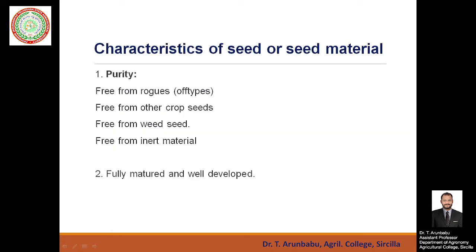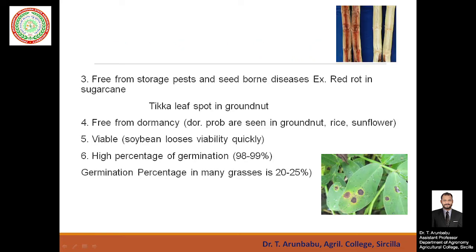And next, characteristics of seed or seed material. The first one is purity. The seed material should be free from off types or rogues, and it should also be free from other crop seeds, free from weed seeds and any other foreign or inert material. So that is the first characteristic. The second one, the seed material should be fully matured and well developed. And third, the seed material should be free from storage pests and seed-borne diseases.